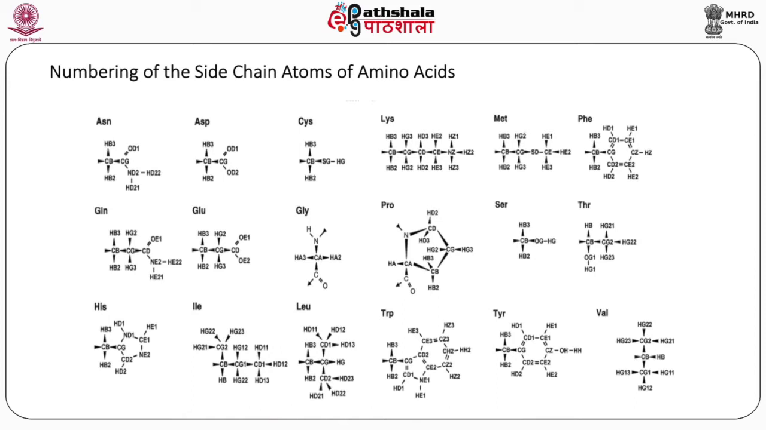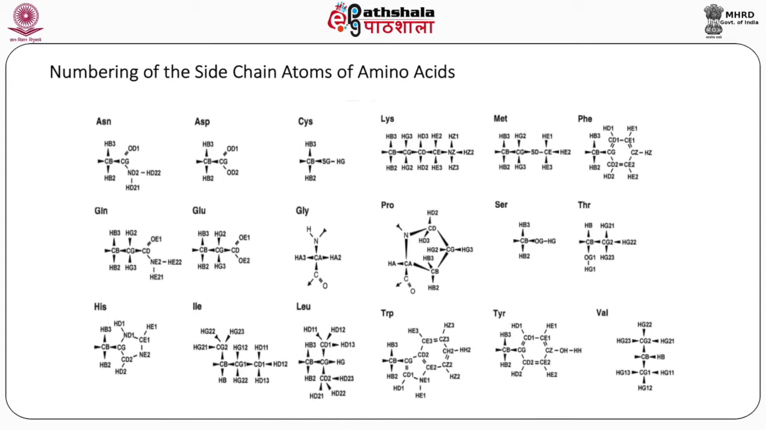We see CB, which has 1 HB. Then we see methyl group linked to C beta as CG2 and the hydrogens connected to it as HG21, HG22 and HG23. Then there is a second carbon connected to CB, which is CG1, and the hydrogens are HG11 and HG12. And then we have a C delta methyl group, and it has HD11, HD12 and HD13, and so on and so forth for other residues.